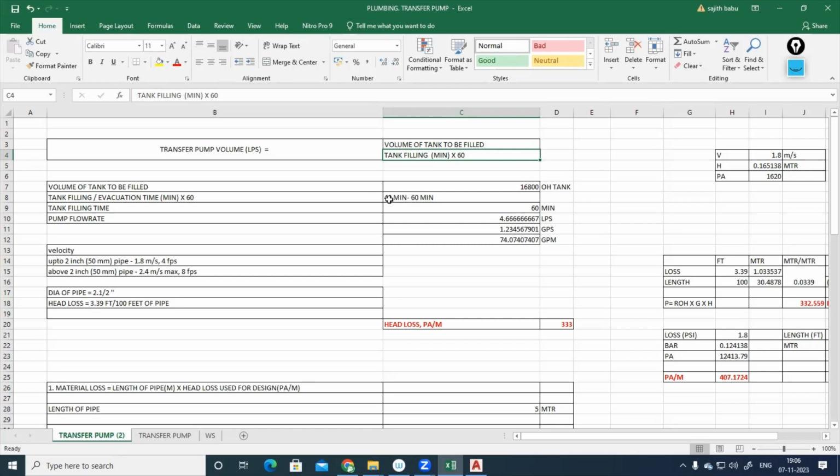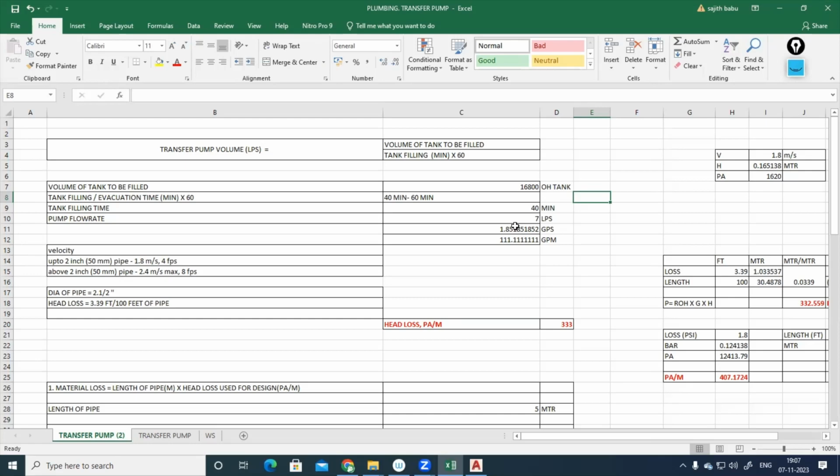Any value between 40 minutes to 60 minutes you can use, but 40 minutes will be fine. Tank filling time, we have to decide it. If you are selecting tank filling time, imagine the transfer pump should meet the peak requirement. If the overhead tank water level is decreasing at a rate of 1 liter per second, the transfer pump should fill higher than 1 liter per second. Whatever rate the water level within the overhead tank is decreasing, the transfer pump should refill at a higher rate than that.